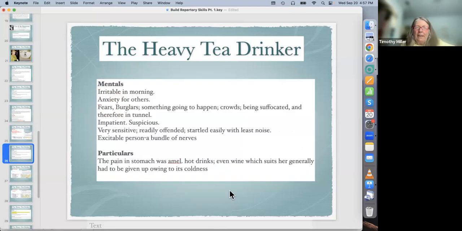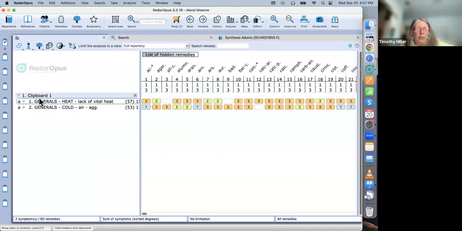Let's move on. In the heavy tea drinker, now we've got the mentals, and I thought what we would do is just go through these mentals very, very quickly. I can basically just bang these in here for you. In the interest of time, however, I'm not going to do that. I'm actually going to go in here, and I'm going to recall.